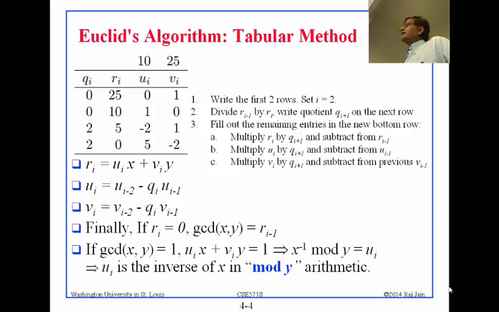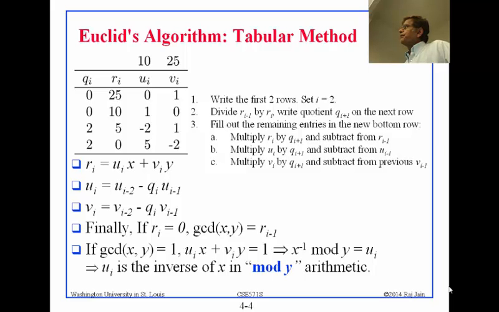Alright, now we start the process. We divide 25 by 10. So we take whatever is in the remainder column and divide it by the previous remainder, and we get that the quotient is 2, remainder is 5. Then multiply Ri by Qi plus 1. Ri is this 10, times 2 is 20, and subtract from Ri minus 1, subtract from 25, that gives you 5. So 2 times 10 is 20, subtract from 25, you got 5. That we already got.